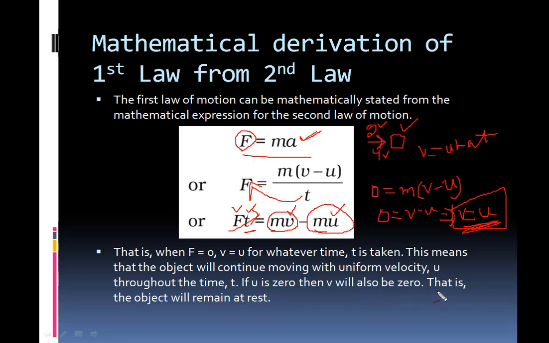Okay, that is, the object will remain at rest, which is the first law of motion. If it is at rest, it will remain at rest, and if it is in motion, it will remain in motion, unless and until some external unbalanced force is applied, which makes the body stop or makes the body move. Okay, so this is the derivation of the first law from the second law.